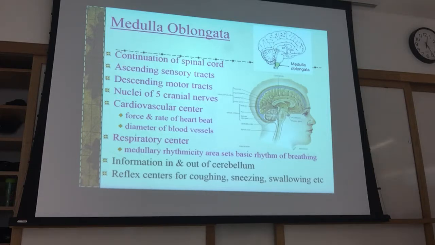You said it was an extension of the spinal cord. The medulla oblongata, yeah, the two of them are connected. So the medulla oblongata is the last region here, and from that you can see the spinal cord. So that's where they connect. They're connecting with each other.